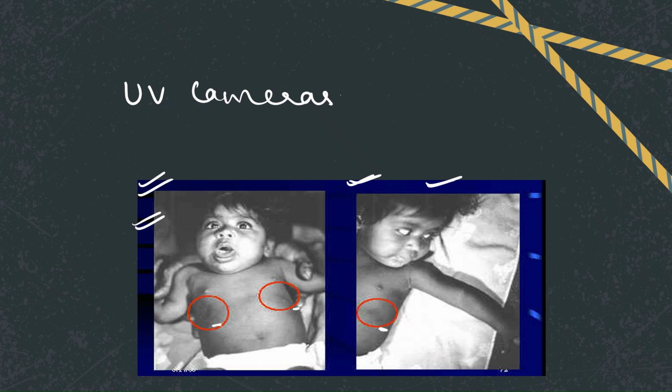UV cameras capture images using ultraviolet light rather than visible light, and they reveal evidence which is invisible under normal lighting. For example, latent fingerprints, biological fluids, bruising beneath the skin surface, and certain types of trace evidence. These UV photographs have revolutionized the detection of biological evidence at the crime scene.